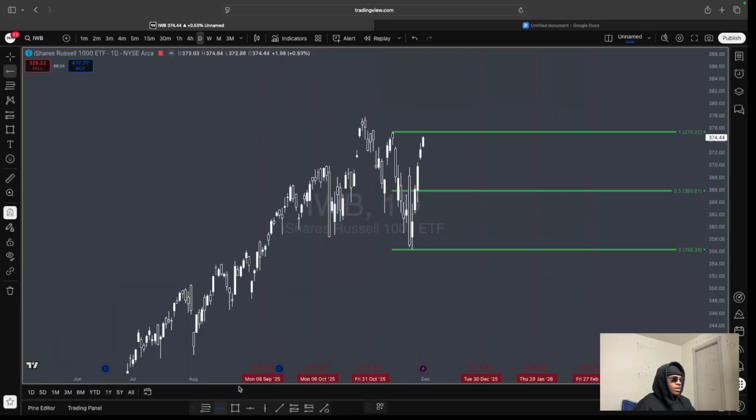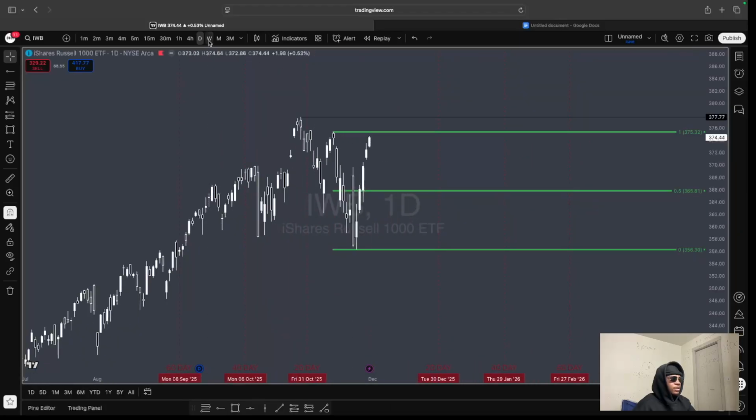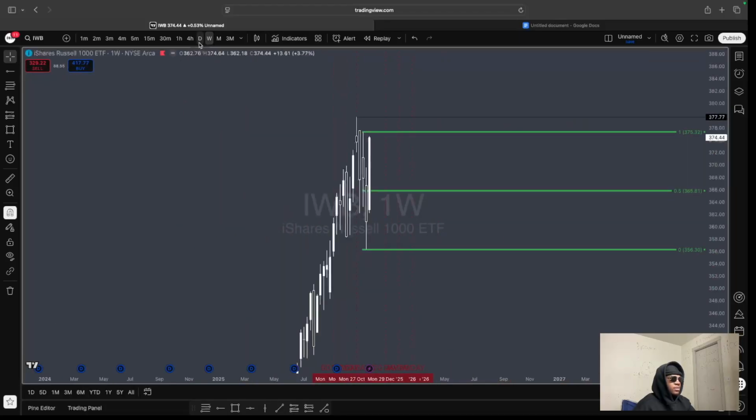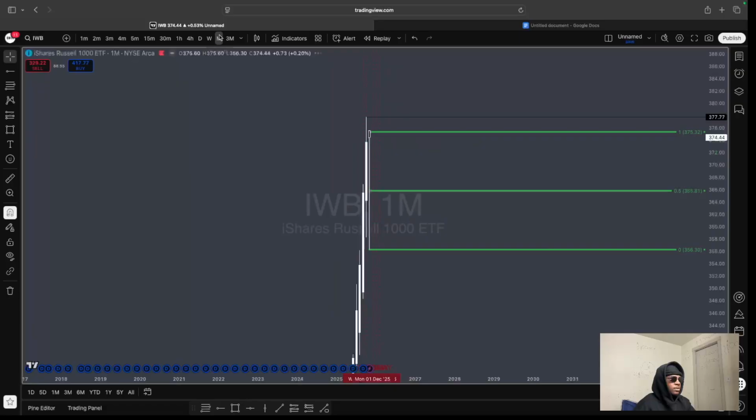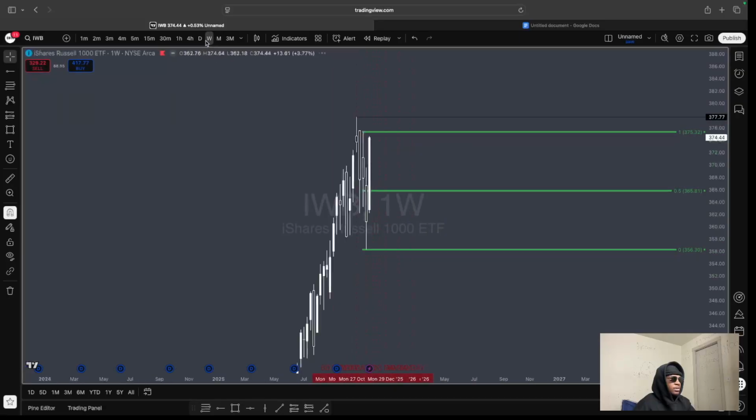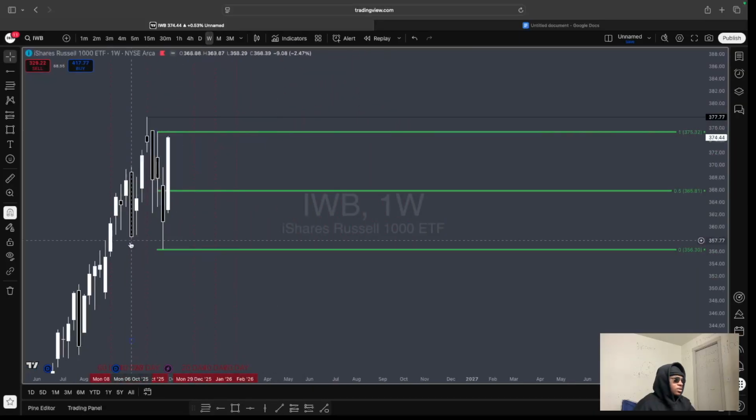Definitely see Russell 1000 headed back from its all-time highs. Let me glance at the monthly. Yeah, we tapped into that, then just ran. Check out this one low right here. Got a good change in state of delivery.